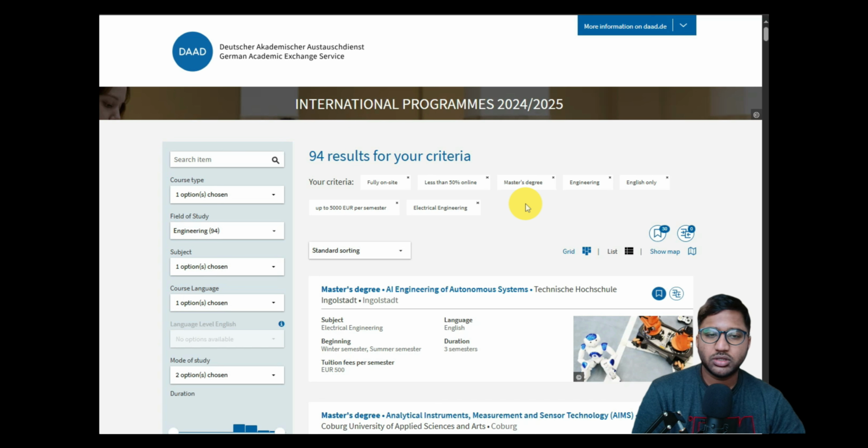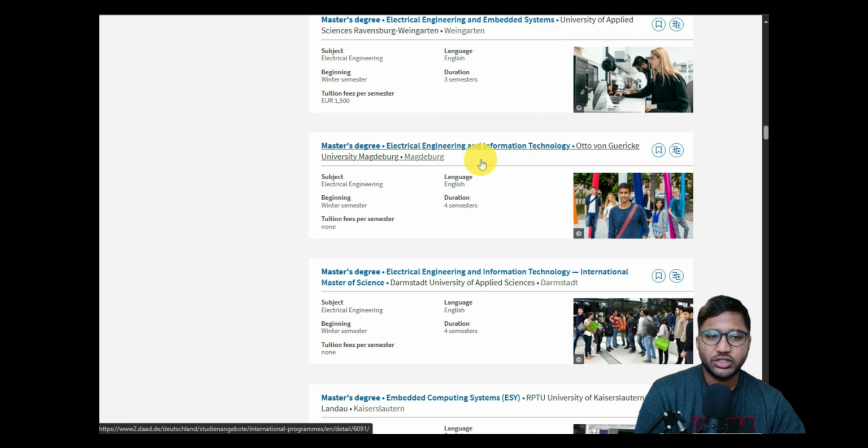So these are the courses that we're going to continue, and the 5,000 euros per semester we have chosen, because in 5,000 euros per semester there will be University of Stuttgart and others, which will cost around 1,500 euros, because Baden-Württemberg has a fee of 1,500 per semester. Those are the reasons we have a search criteria of 94, and we selected only electrical engineering as of now. Requirement analysis for electrical engineering and information technology of University of Magdeburg.